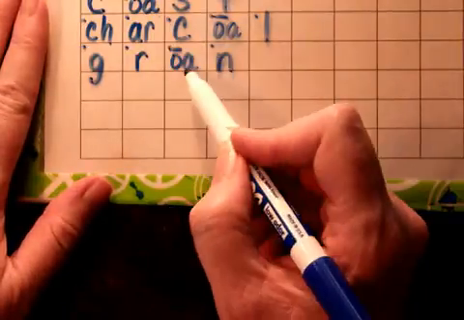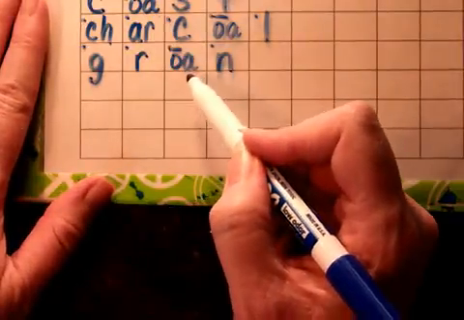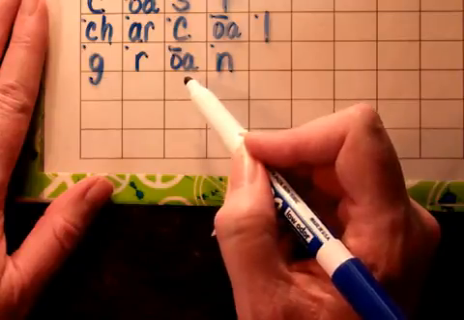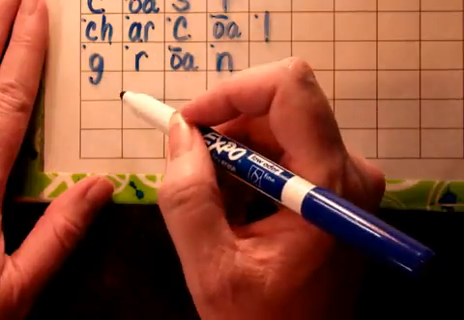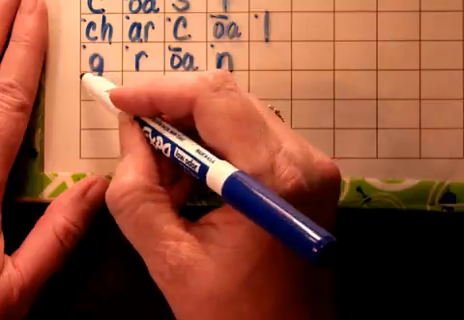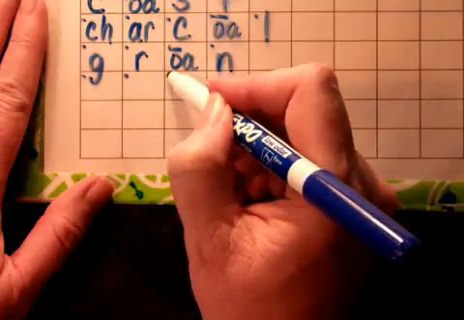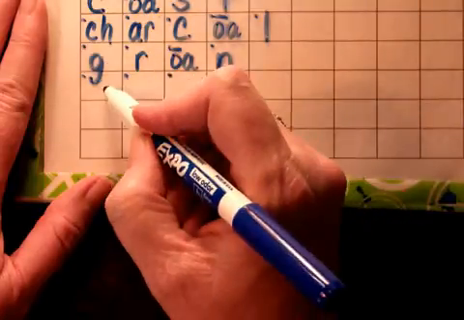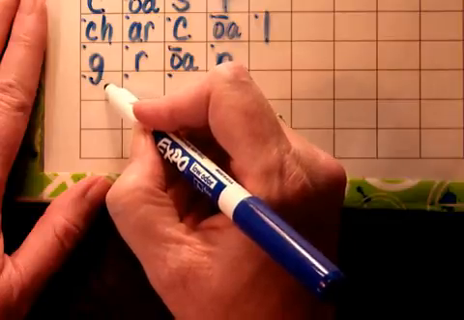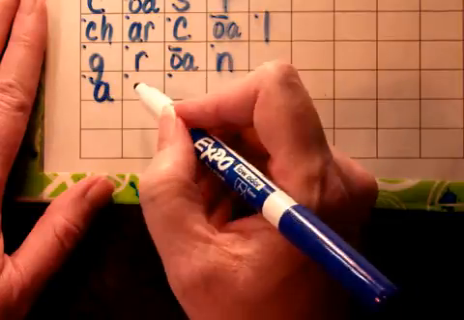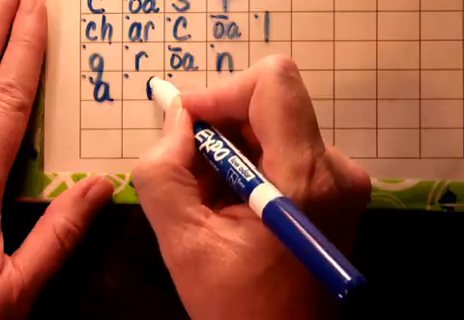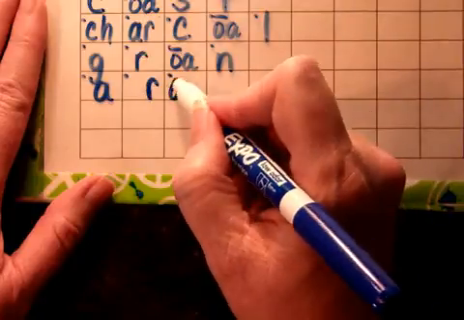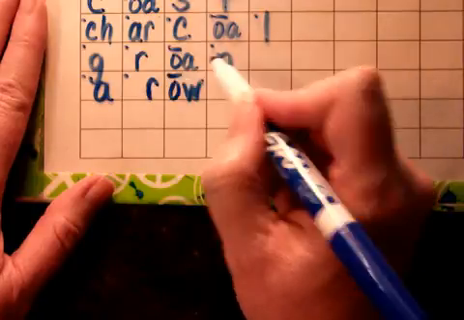Now O at the end of a base word is going to be O-W. O-A is in the middle of a base word. O-W is pronounced O at the end of the base word. So let's do arrow. A-R-O. A, it's like an apple. The A. A-R-O. At the end of the base word can be spelled with an O-W.